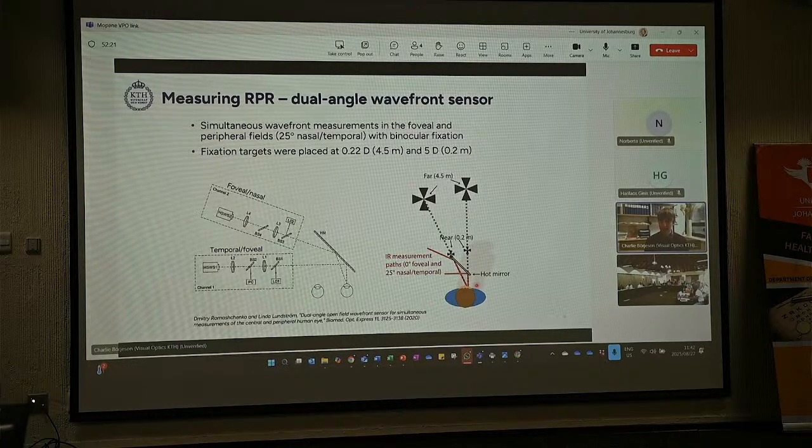The subjects sit and look at the hot mirror, so they use normal binocular fixation. And then they either look at far targets, which were 4.5 meters away, or a near target, 20 centimeters away. And this then means that there's almost a 5 diopter difference in accommodation stimulus between these targets.